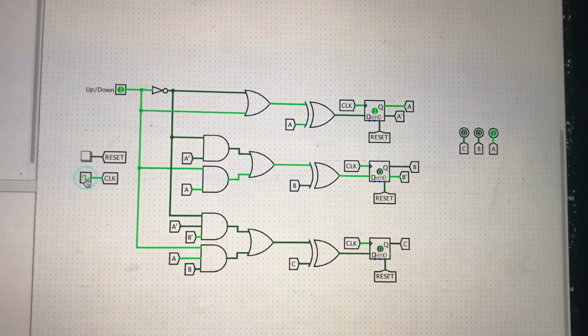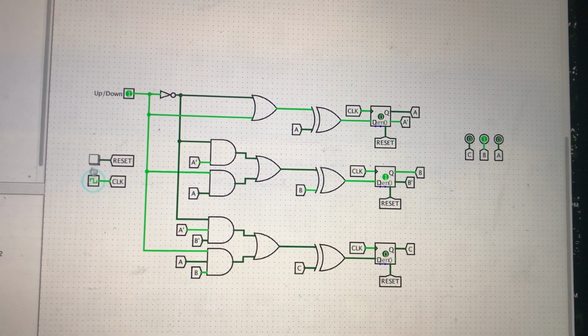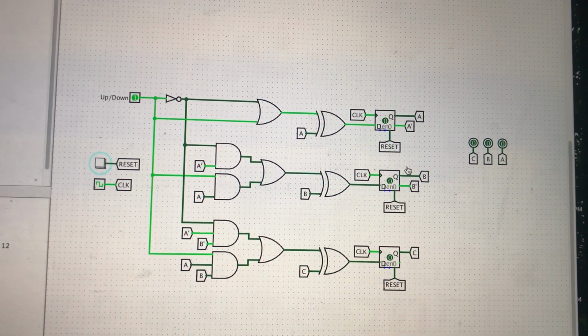But we can see that if we're at, say, 1 or even 2, and then we click reset, it brings us back to 0.